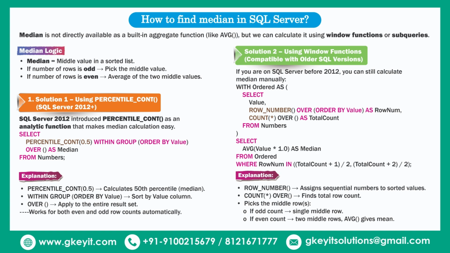Coming to the explanation, PERCENTILE_CONT 0.5 calculates the 50th percentile, that is the median. Within group, order by value, sorts by the column. The over function applies to the entire result set. It works for both even and odd rows, and counts automatically.